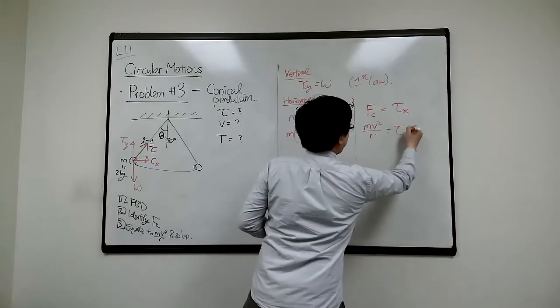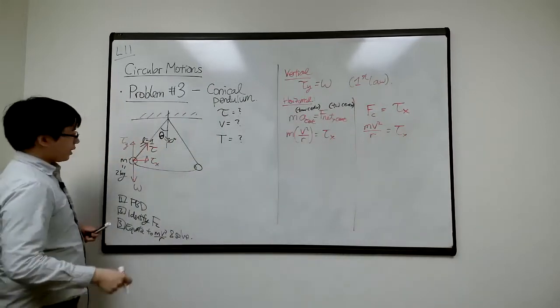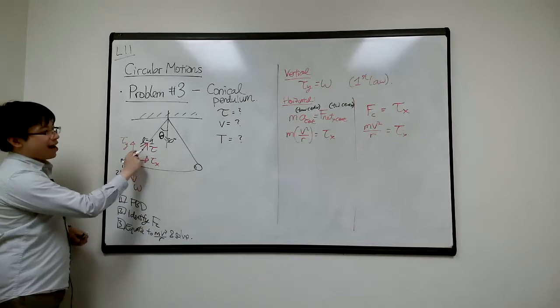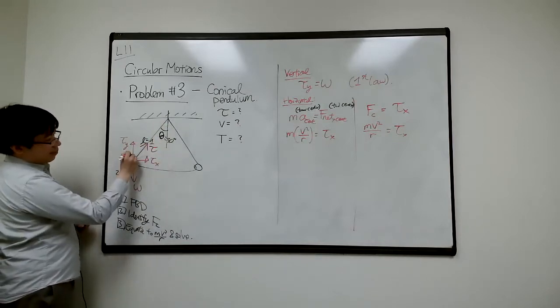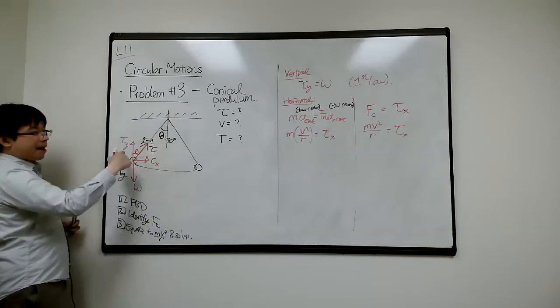Then what is tau x? Well, we know how to resolve forces, right? So we need to find an angle. We have an angle over here. That's theta. So that means this is theta, right? Just with parallel angles.